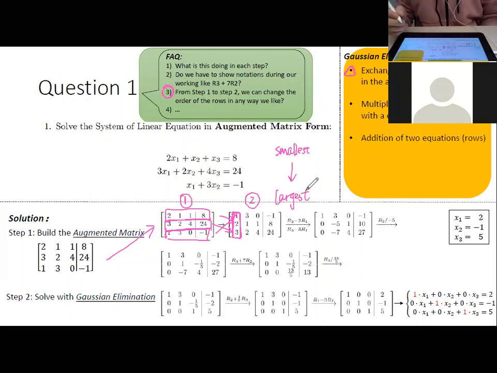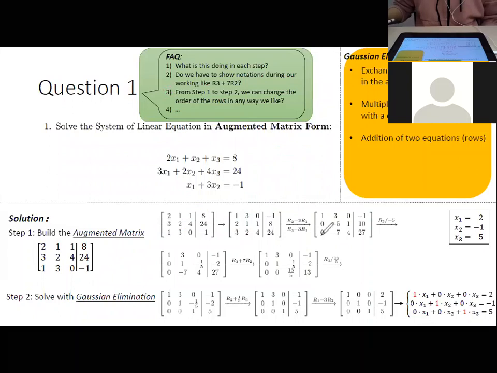Though you can change the positions in the way you like, I suggest you change the positions to make the entries in the first column arranged from the smallest to the largest. By doing this, it will be easier to do the following steps. Now we keep going. This is step 2, this is step 3, and you already see there are notations below and above the arrow.